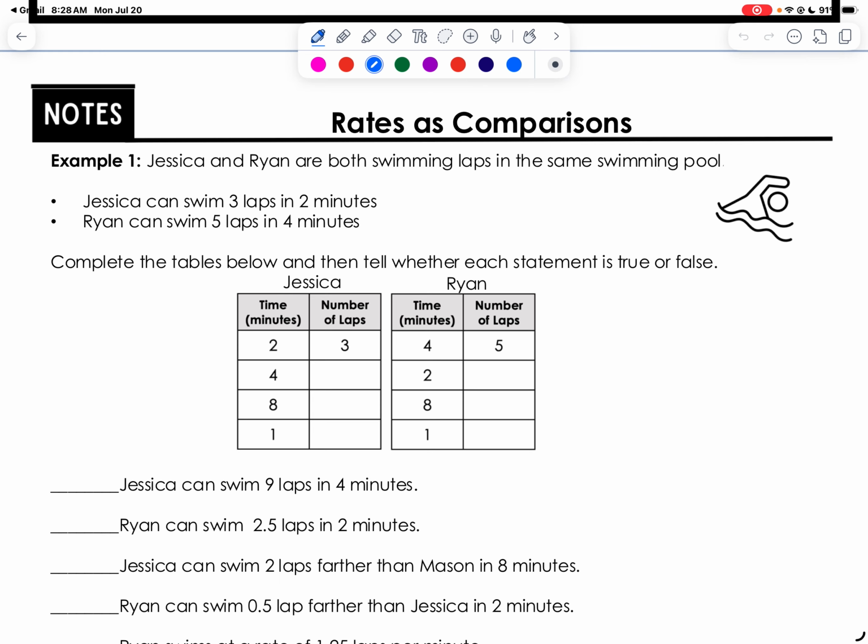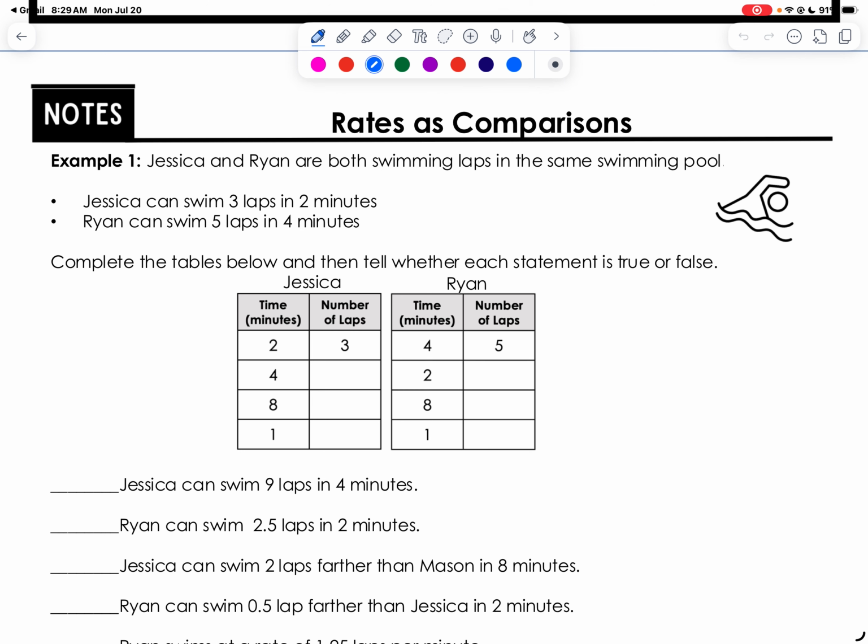In example 1, Jessica and Ryan are both swimming laps in the same swimming pool. Jessica can swim 3 laps in 2 minutes, so that's our first rate. Remember, a rate compares two different quantities, in this case laps and minutes, as division. In our second rate, it says Ryan can swim 5 laps in 4 minutes. So in both problems, we're comparing laps to minutes.